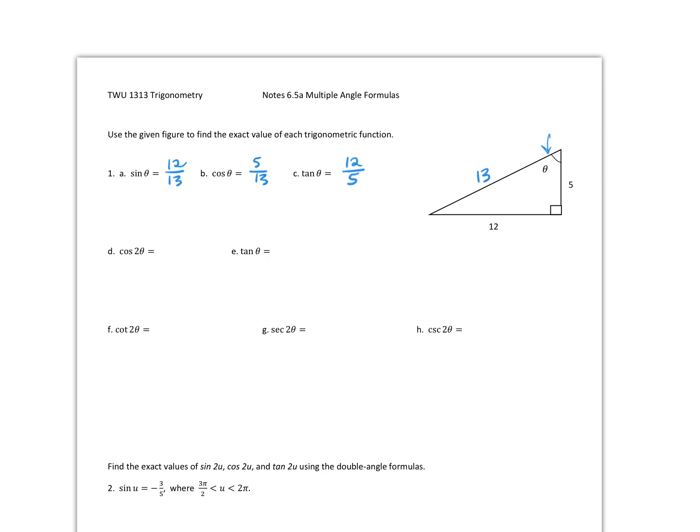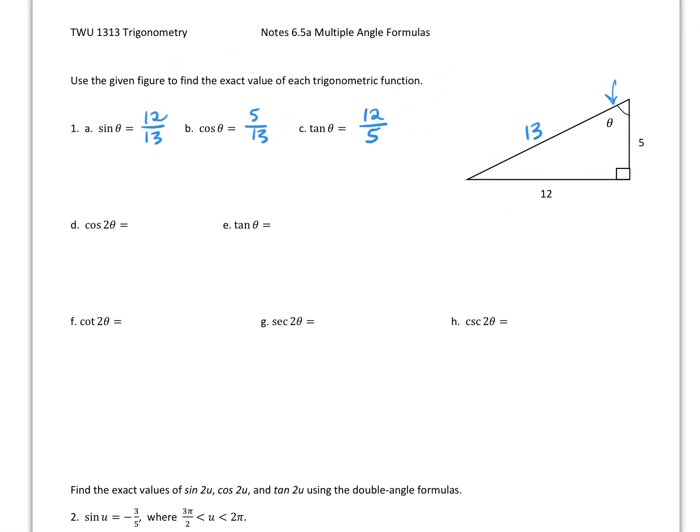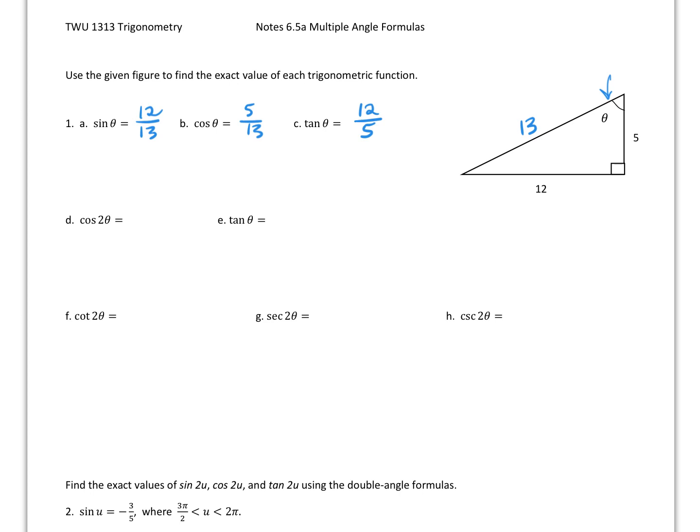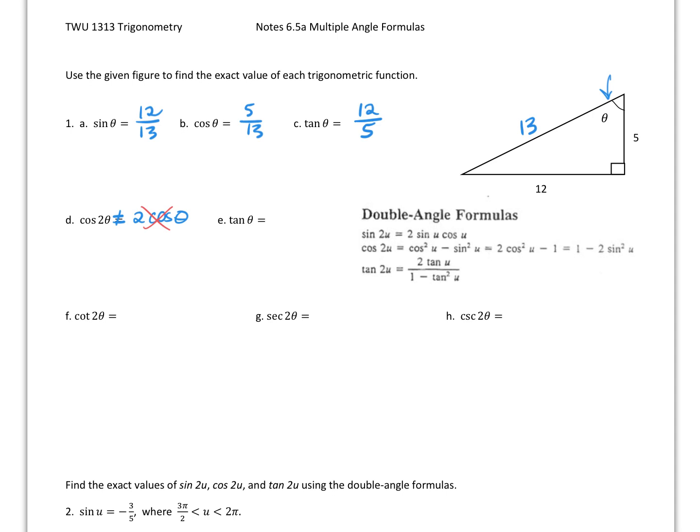Now look at this. It says cosine of 2 theta. Well, that is not equal to 2 times the cosine of theta. It's easy to think that, but that's not what it's equal to. So don't do that. Now you're going to look on your formula chart and find the section that looks like this. All right, it says double angles. Here it is. There's your formulas that we're going to use, okay?